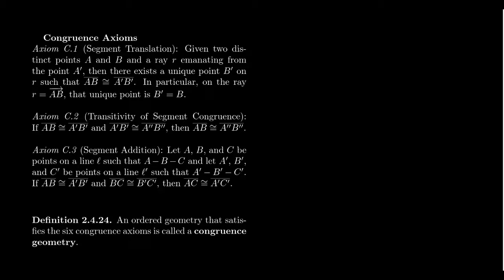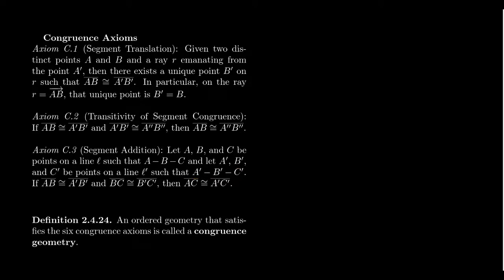So we have three points A, B, and C such that B is between A and C. And then we have three other points, A prime, B prime, C prime, that live on a different line, L prime, right? Such that B prime is between A prime and C prime. So notice what's, of course, happening here, right? This naming convention I said before.